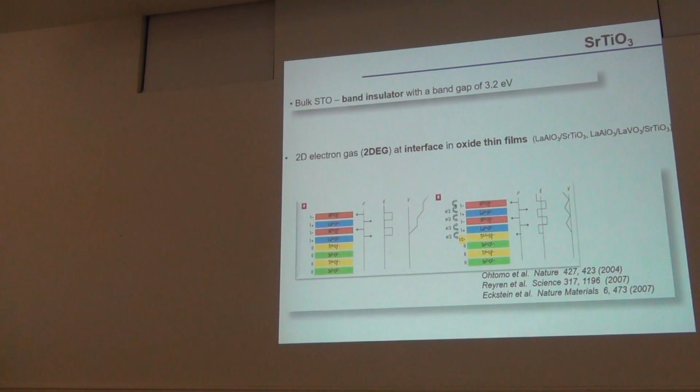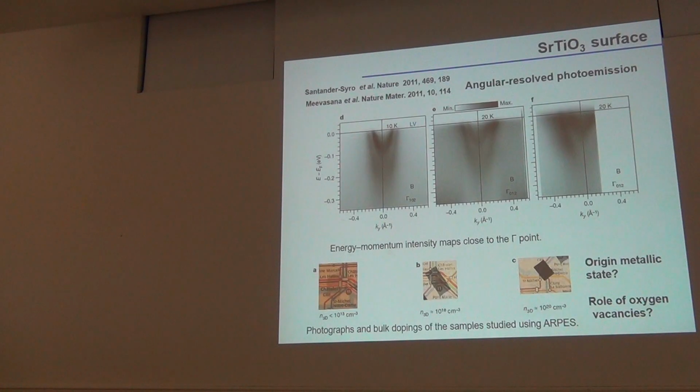But now let me go to the next slide. And let's now just take strontium titanate. These were experiments that were done in 2011 by Santander in Paris, but also Metsvana in the UK. So basically what they did is, let me take again bulk strontium titanate. We cleave it, so we just crack it and make a surface on it.